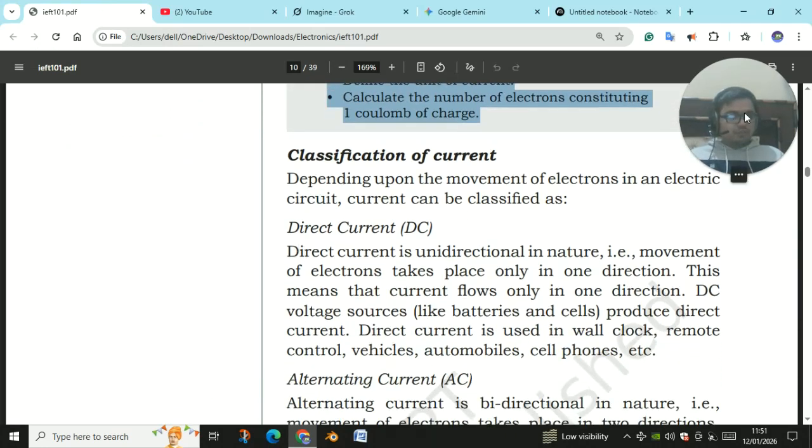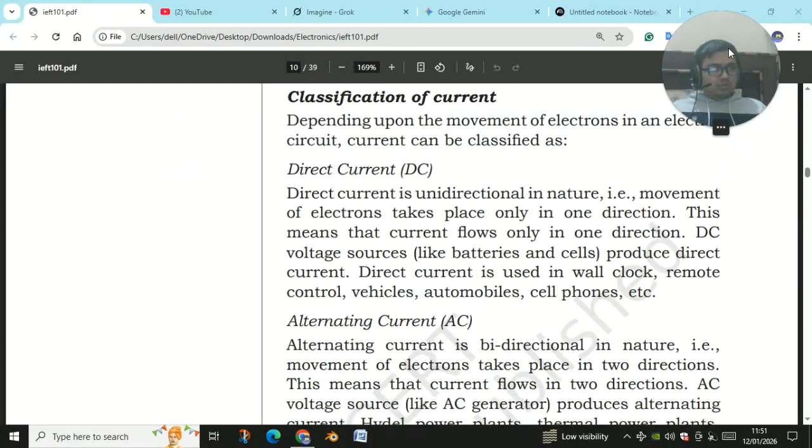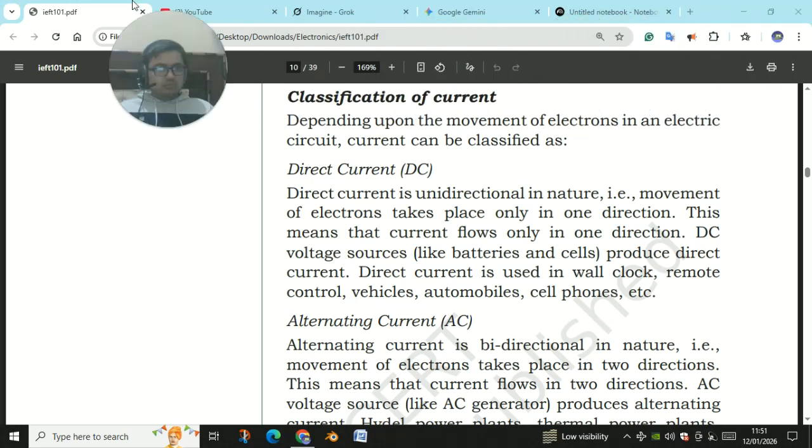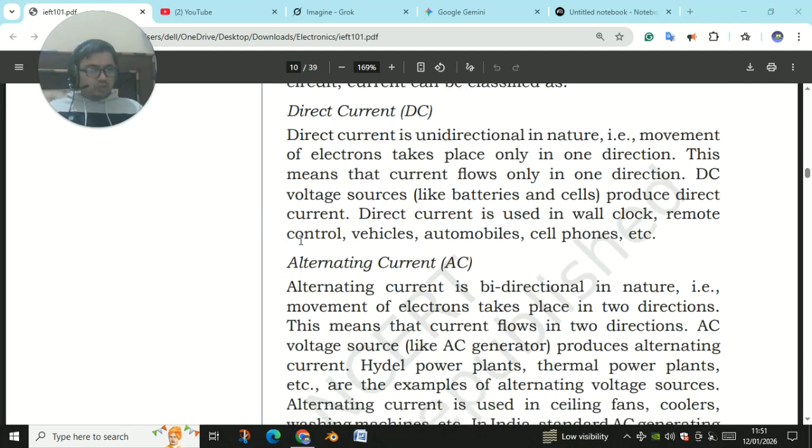Classification of current. Depending upon the movement of electrons in an electric circuit, current can be classified as direct current, DC. Direct current is unidirectional in nature. Movement of electrons takes place only in one direction. This means that current flows only in one direction. DC voltage sources like batteries and cells are used in wall clocks, remote control vehicles, automobiles, cell phones, etc.